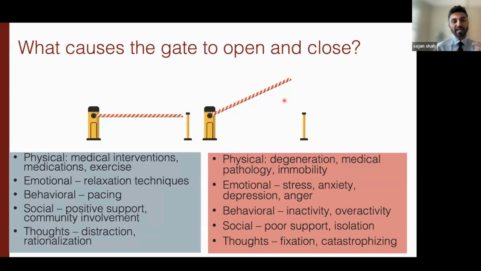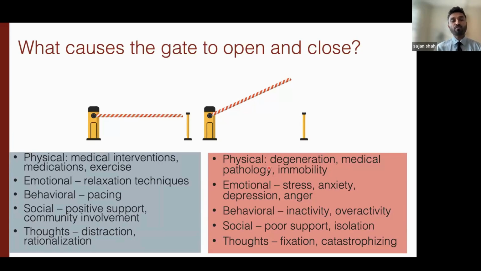So I put the gates here rather than open and close, just so that you can get an idea visually in your head. Open gate means painful signals passing through. And so that's why I made all of these in a red background, whereas this is a closed gate, and this is a not red background because these are not painful things. So I'm going to talk about what causes the gate to open first.